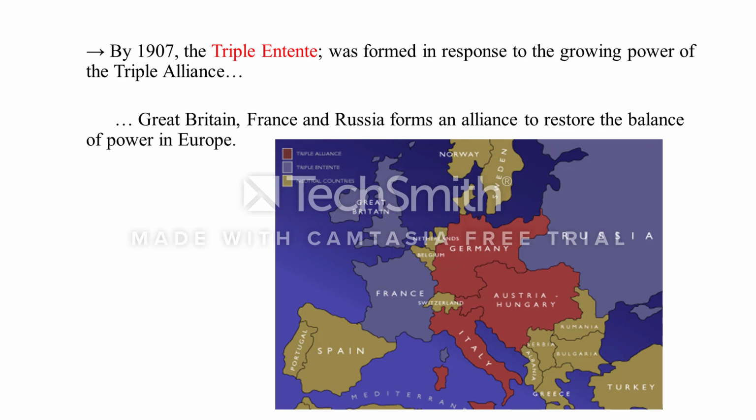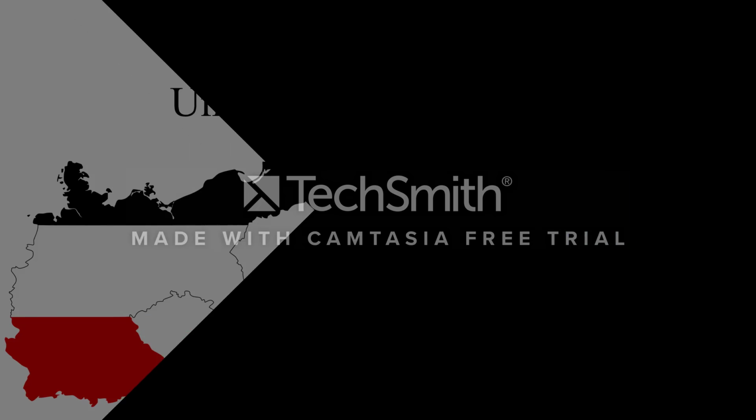In 1907, the Triple Entente was formed in response to the growing power of the Triple Alliance. Now remember, the Triple Alliance includes Germany, Austria-Hungary, and Italy, which in the map is red. The Triple Entente includes Russia, France, and Great Britain. Great Britain, France, and Russia form an alliance to restore the balance of power in Europe.